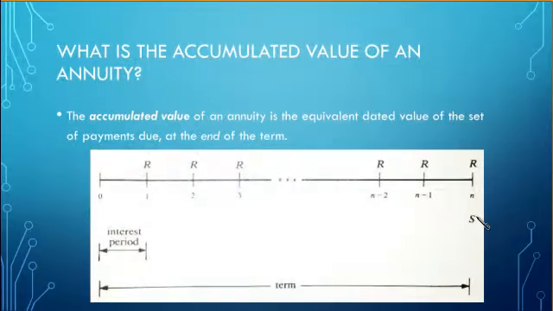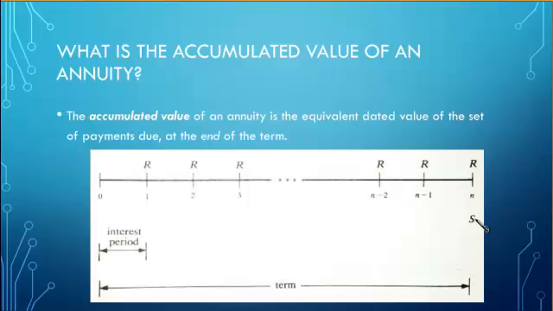The accumulated value of an annuity. This is very important and it will be the topic of our next video. The accumulated value of an annuity is simply the equivalent dated value of the entire set of payments. Remember, these are dated values, so you can't simply add these up. As we showed when we studied equivalent values, we have to move each of these to the focal date, in which case the focal date will be this date. And so we will look at how we calculate the accumulated value.